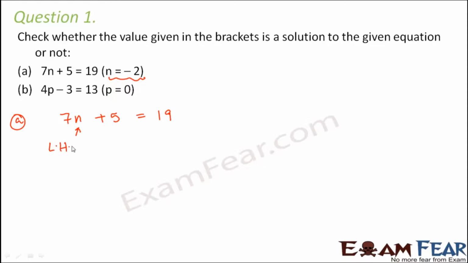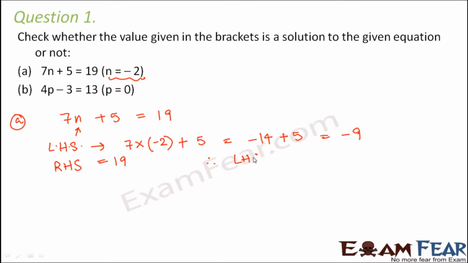So what would be LHS? LHS would be 7 into minus 2 plus 5. So this is equal to minus 14 plus 5, which is equal to minus 9. And what is the value of the RHS? RHS is 19. So what do we see? We see that LHS is not equal to RHS. So do you think that n is equal to minus 2 is a solution? No, this is not a solution of this equation. Let us try with the next one, which is 4p minus 3 is equal to 13. Here the solution that is given is p is equal to 0.